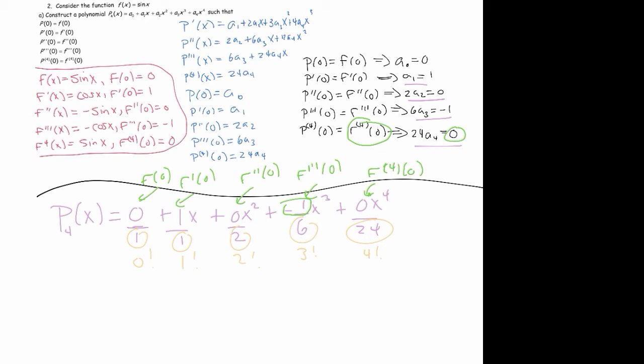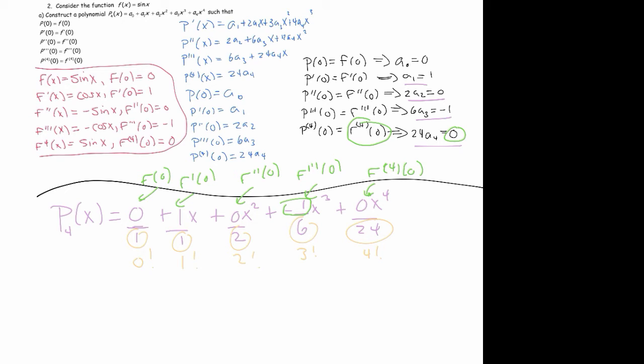So, as with e to the x, using sine, we get the same pattern that emerges. And so, it's independent of the function. The pattern is independent of the function. It's always going to involve the derivatives of the function at a particular x value, in this case 0, and then those progressive factorials.